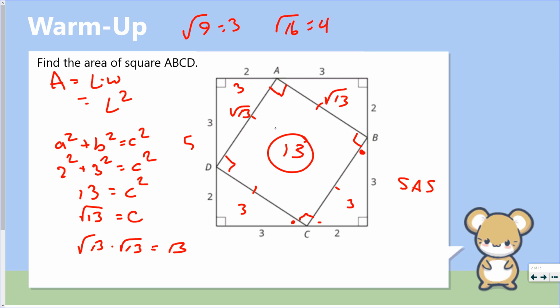But this way, using the Pythagorean theorem, illustrates a property with roots that's very important, and this is a very general property. Notice that when I multiply the square root of 13 times the square root of 13, I do get a plain 13. And I can generalize that to say that the root of n times the root of n is equal to just plain n. And that's true for any number n.